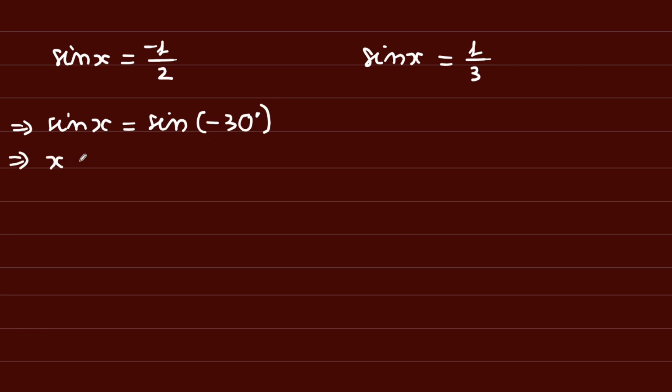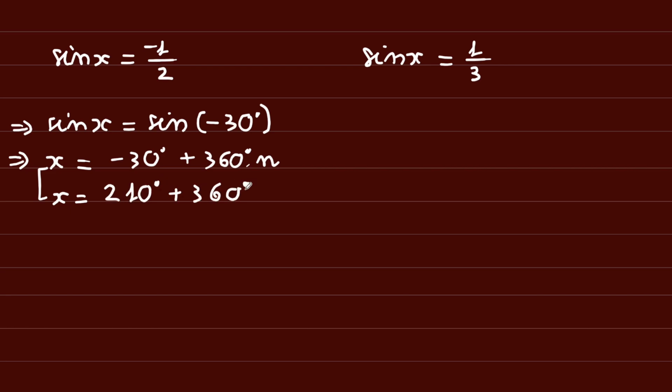And this corresponds to the two general solutions. The first general solution is here plus 360 degrees multiplied by n. And about the second one, you got 210 degrees plus 360 degrees multiplied by n. And how about this one?